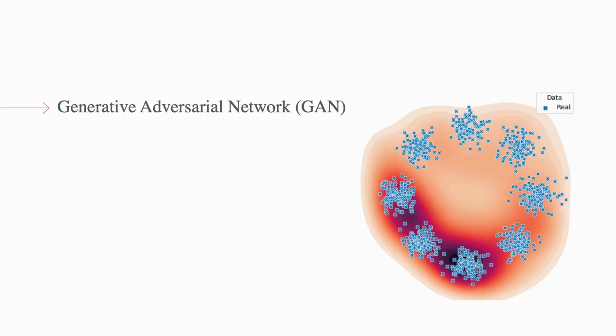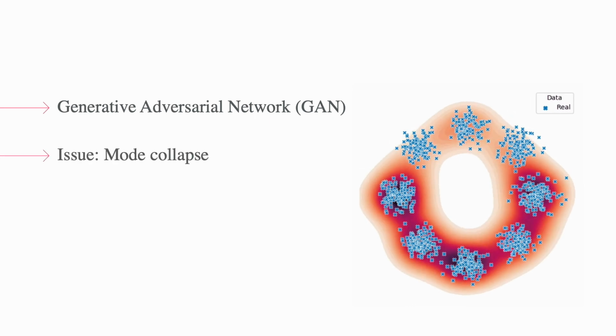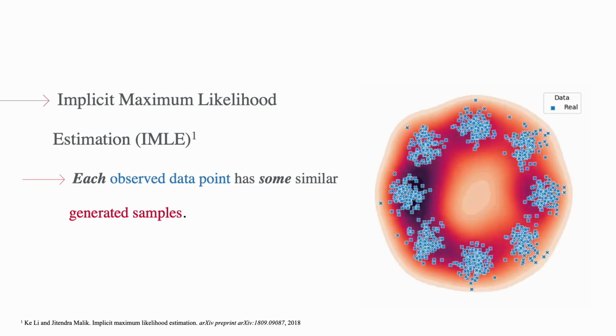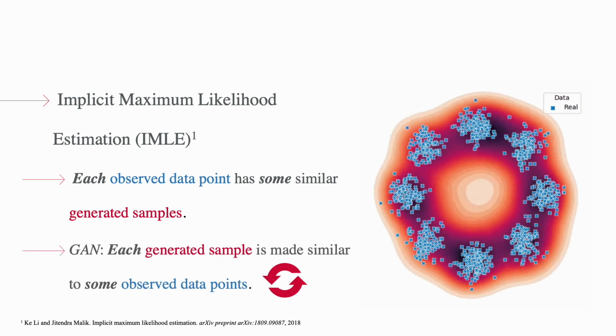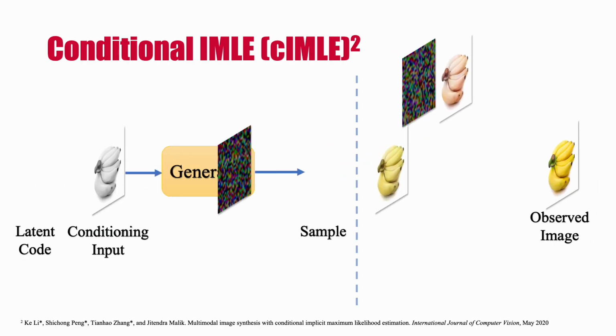The predominant approach to learning a generative model is using GAN. However, GANs suffer from the well-documented problem of mode collapse, as shown on the right, where the GAN drops the modes at the top. To address this issue, a technique called IMLE uses an alternative objective, which ensures each observed data point has some similar generated samples, and thereby overcomes mode collapse as shown on the right. Note that this is the reverse of GAN, where each generated sample is only made similar to some observed data point, which is the other way around. CHIMLE extends IMLE to the conditional setting.